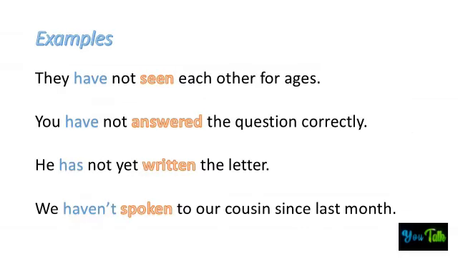Examples: They have not seen each other for ages. You have not answered the question correctly. He has not yet written the letter. We haven't spoken to our cousin since last month. Here, pay attention to the contracted form of have and not, together being haven't. We haven't spoken instead of we have not spoken. It is in the contracted form.